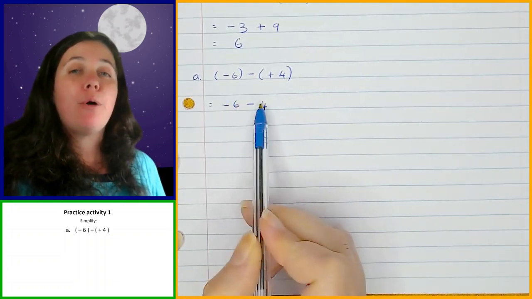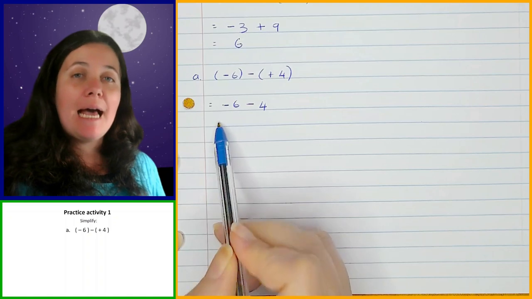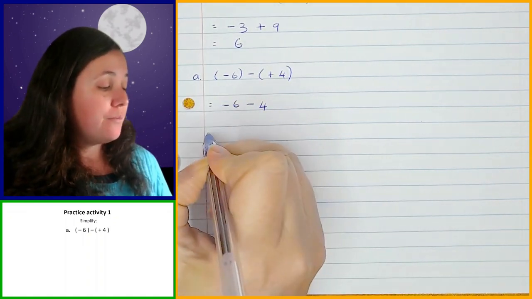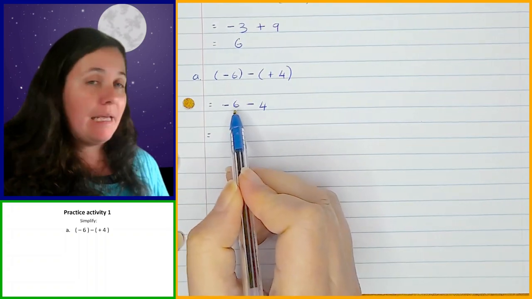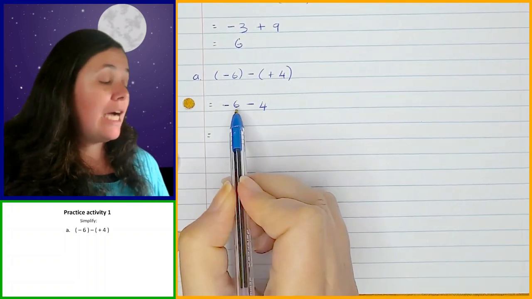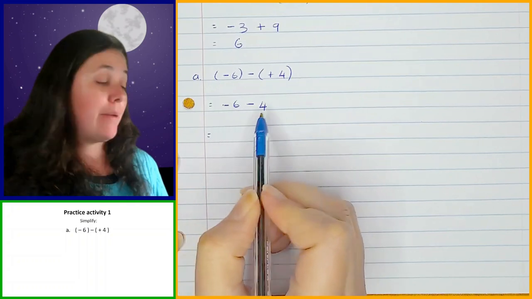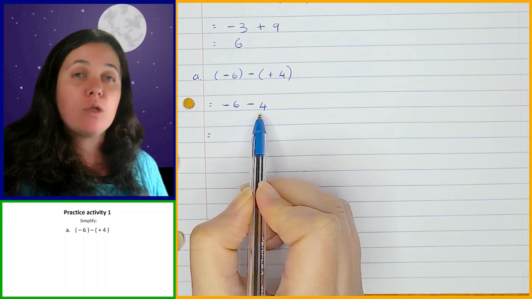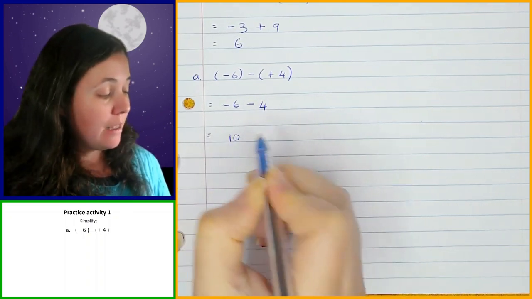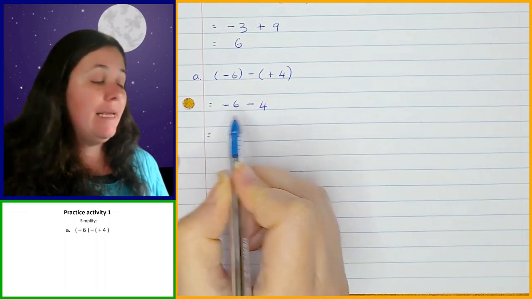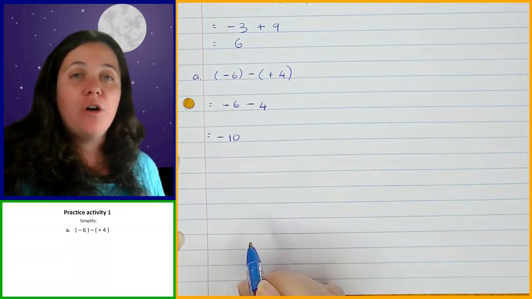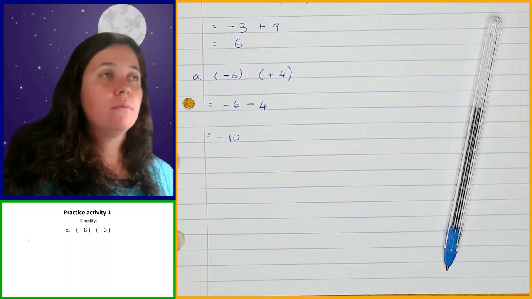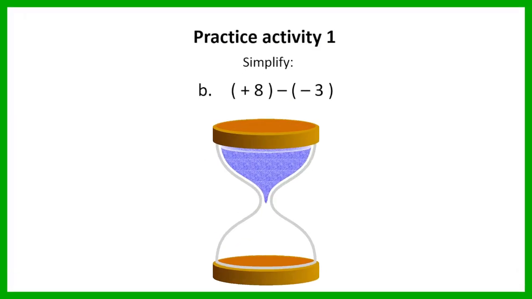So now because they both have the same sign, I can add their absolute values and keep the sign the same. I don't have to worry about the fact that they are both negative. The absolute value of this one is just 6, and the absolute value of this one is 4, so I can add those and that gives me 10. And then because the signs were both negative, I'm going to have a negative answer. Okay, so now question B. Again, you have a minute to work on it.